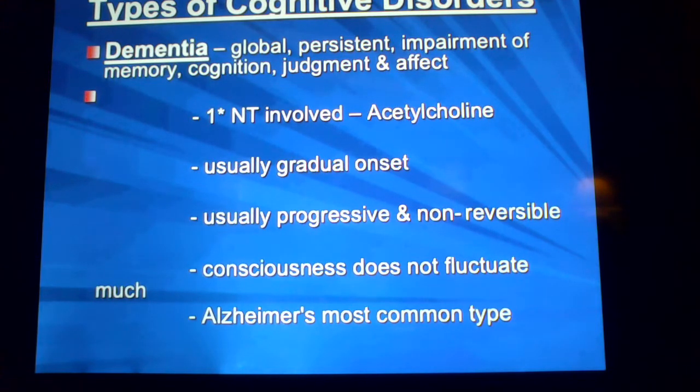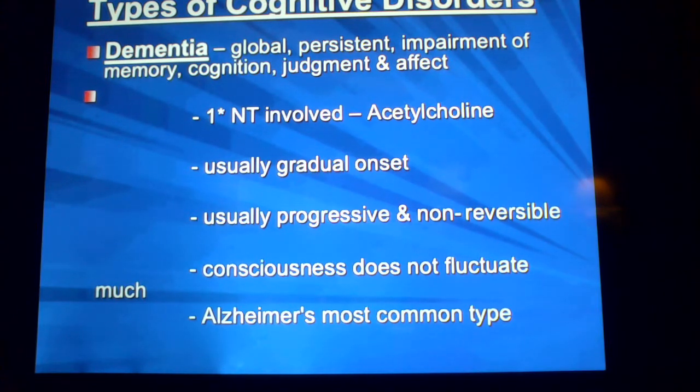Okay, dementia, on the other hand, is global and affects everything. It is persistent impairment of memory, cognition, judgment, and affect, affect being, once again, the way you present your mood. The primary neurotransmitter here is acetylcholine. So we can think of acetylcholine as the memory neurotransmitter.